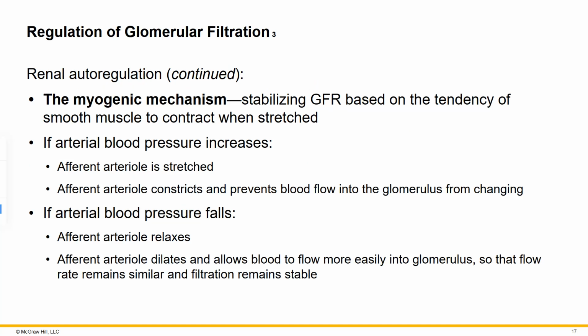The myogenic mechanism, stabilizing GFR, is based on the tendency of smooth muscle to contract when stretched. If arterial blood pressure increases, the afferent arteriole is stretched, and then it constricts as a reflex to prevent blood flow into the glomerulus from changing. If the arterial blood pressure falls, the afferent arteriole relaxes, and then it dilates and allows blood flow more easily into the glomerulus, so that flow rate remains the same and filtration remains stable.